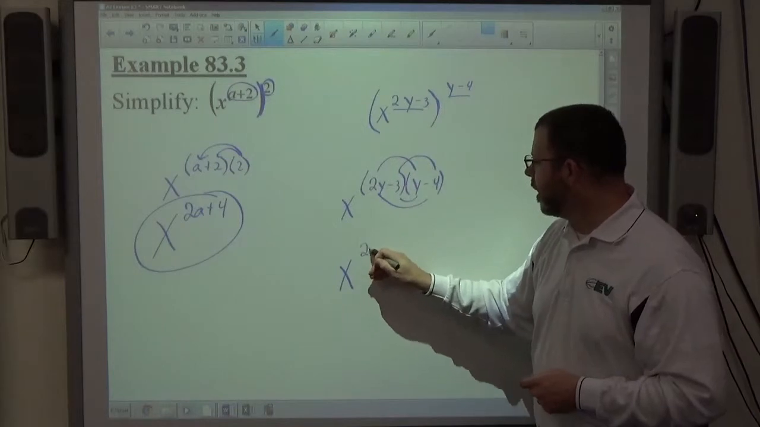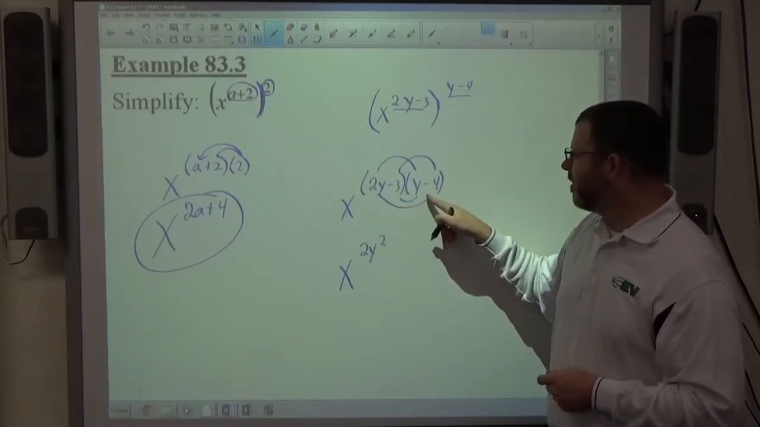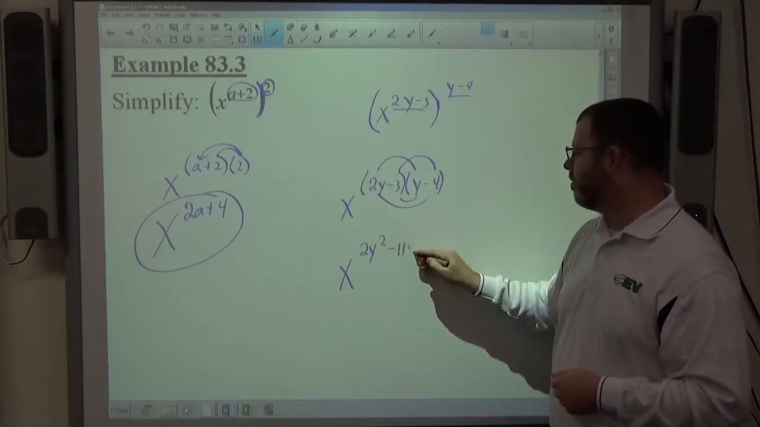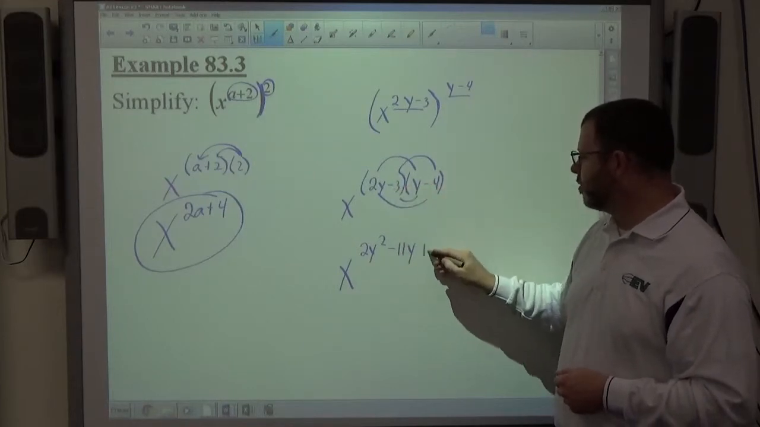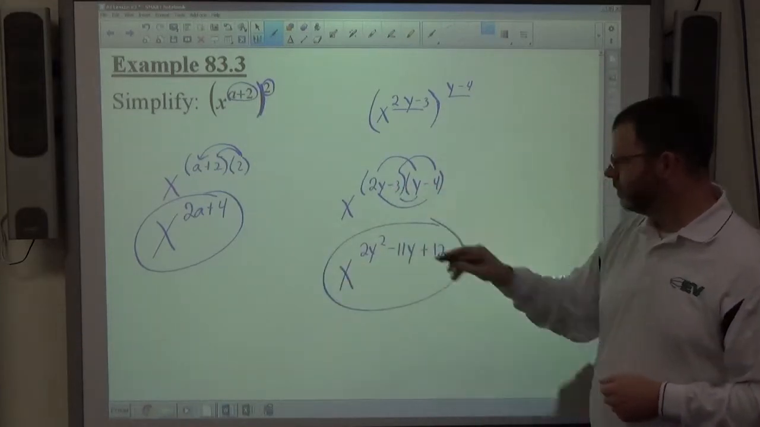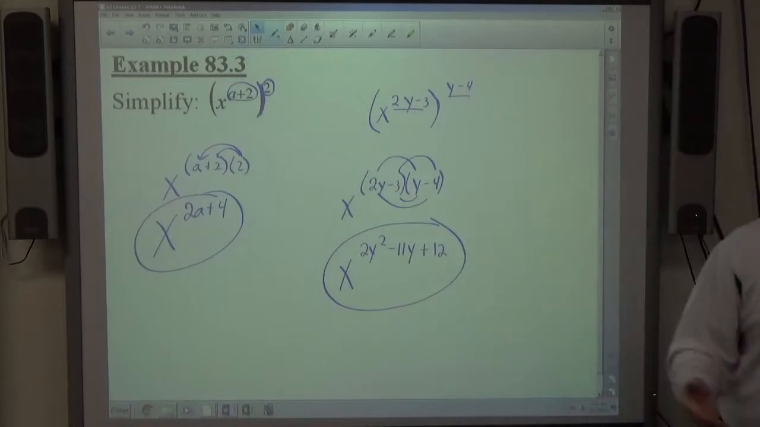2y times y is 2y squared. Outside negative 8y, inside negative 3y makes negative 11y. Last makes plus 12. That could happen. That's how you deal with it if it does happen.